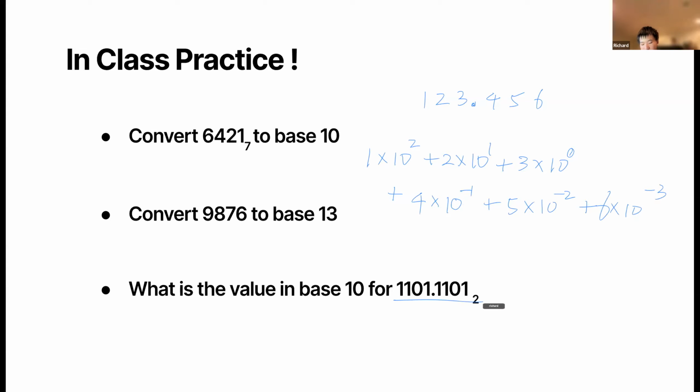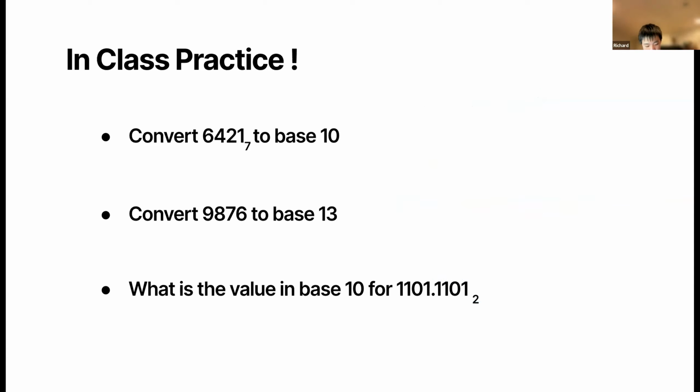We can do the same thing for base 2. For example, this digit would be 2 to the power of negative 1, this would be 2 to the power of negative 2, this is 2 to the power of negative 3, and this last digit represents 2 to the power of negative 4. So the rest is just the same. We multiply each digit by the value it represents and add them all up. I see many of you already have the answer in the chat.